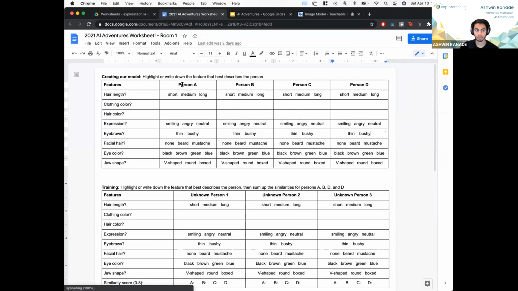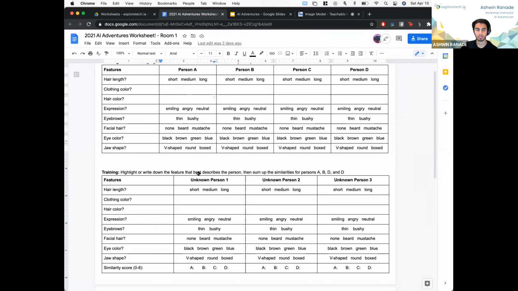With your group members, you're going to highlight or write down the features that describe each person. So if you see person A, they have medium hair, you can go ahead and bold "medium." You can write down their clothing color, hair color, etc. This is the first part of the activity, the first table. You're going to be describing four people on this chart. And then in the second half of the activity, you're going to be training the model.